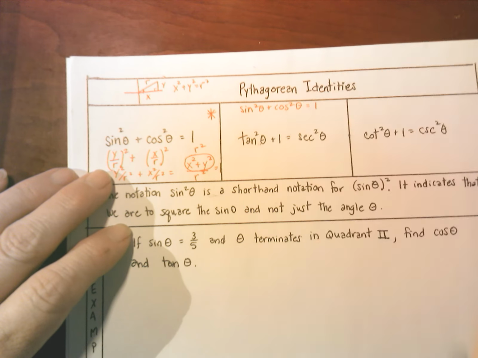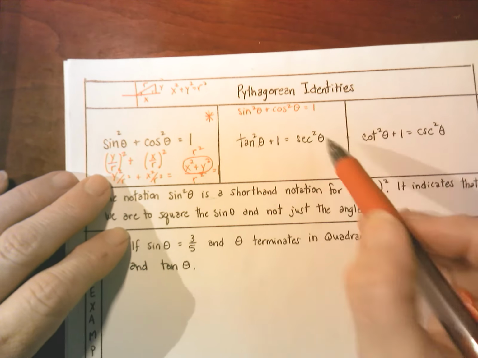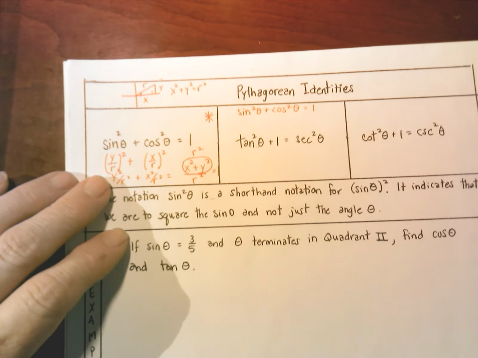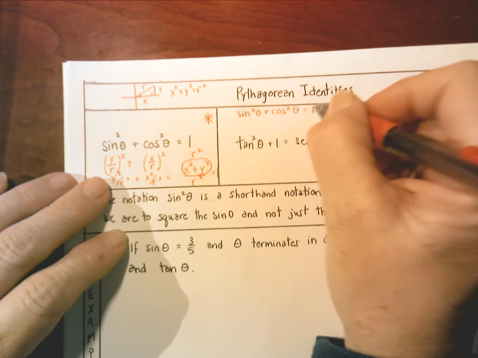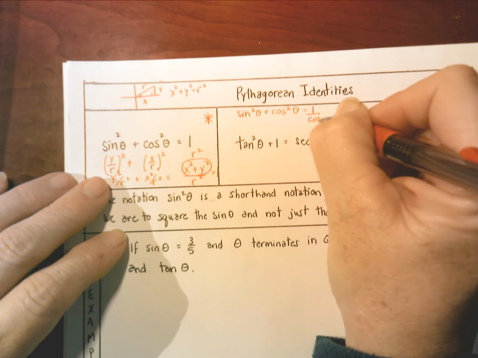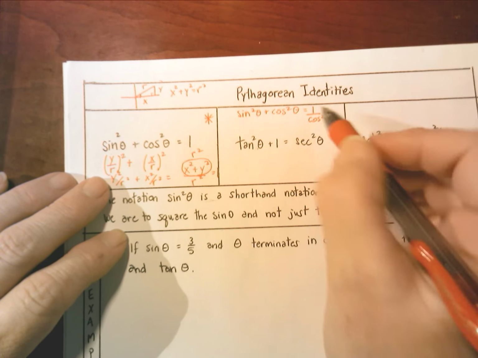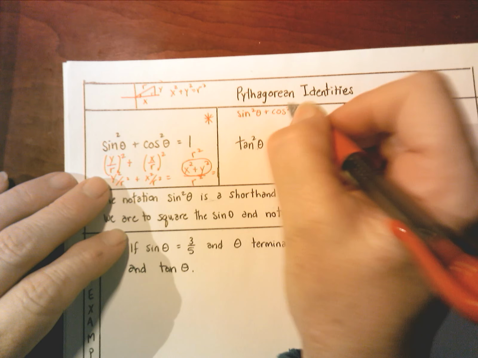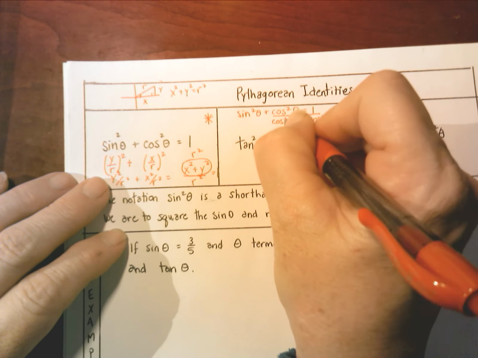All right, so I want to end up with secant squared here. So to make this be a secant squared, secant is 1 over cosine. So what if I just divided this by cosine squared? Now, I can't just divide this by cosine squared unless I divide everything by cosine squared, so that's what I'm going to do.